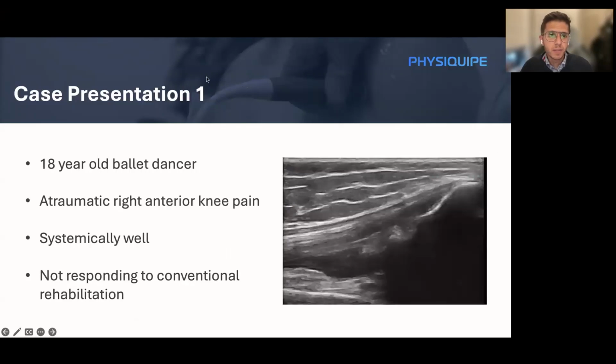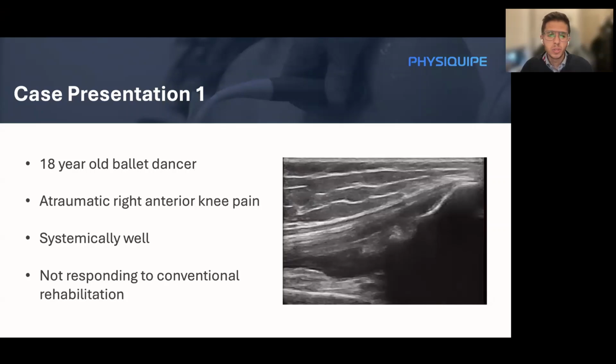I don't know if there's enough people in the call. I was going to make it a bit more interactive, but we'll just rattle through and we can take some questions at the end. Essentially, this is a patient I saw that was really interesting. He was an 18-year-old ballet dancer who we saw in clinic with atraumatic right anterior knee pain. It had been happening for a couple of weeks, and he vehemently denied any trauma, twisting injury, or mechanism. He just woke up one day and felt a bit sore, but otherwise felt well.